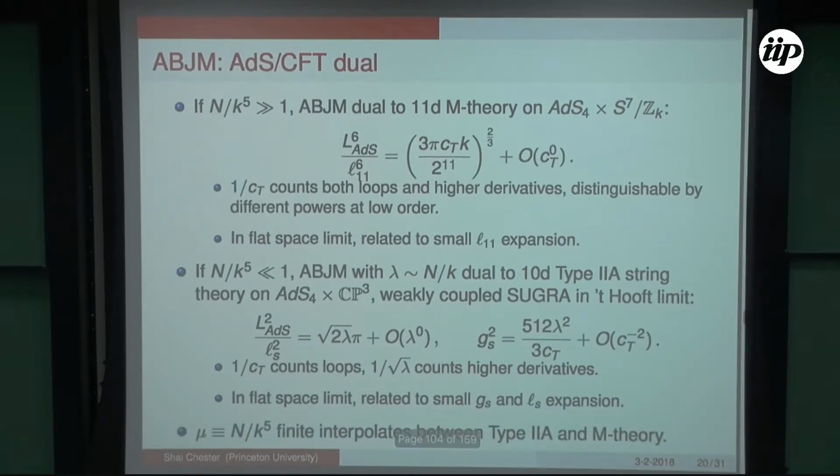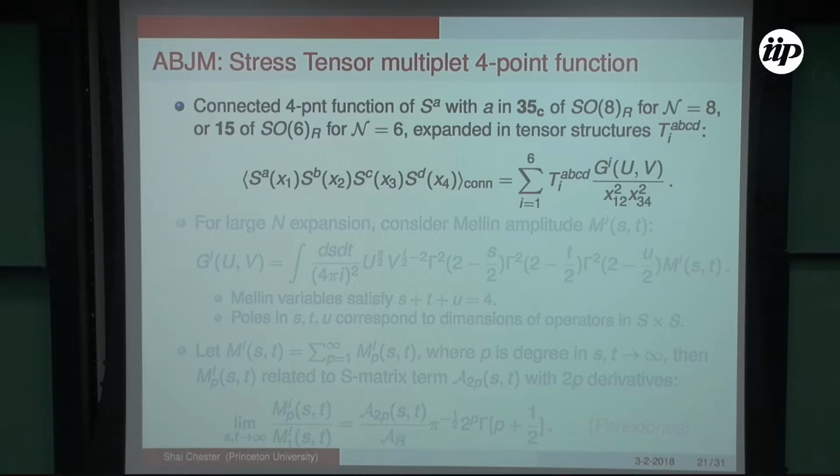Finally, we can consider an interpolating regime, where we let n over k to the 5 be some finite value, let's call it mu, and then as we let mu go from infinity to 0, we interpolate from type IIA to M theory. This is a very weird limit you probably haven't seen before, but it's useful in ABJM theory if you want to interpolate. OK, so let's repeat what we did for n equals 4 super Yang-Mills, now for ABJM theory.